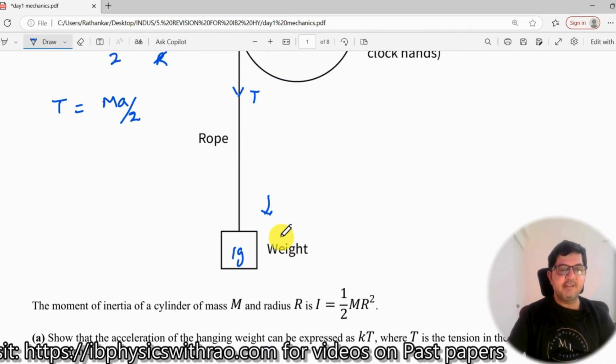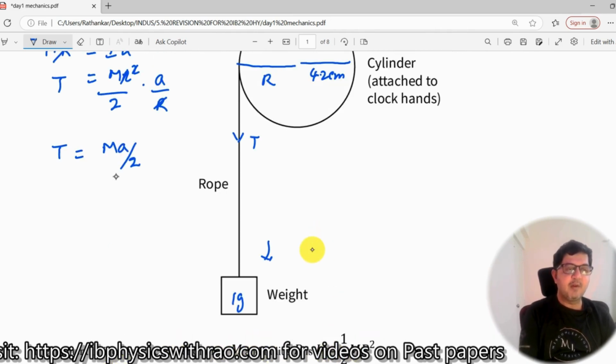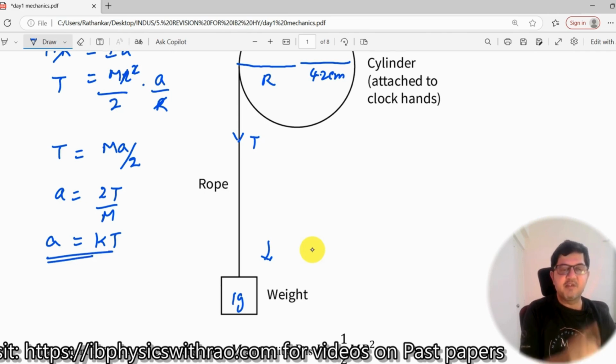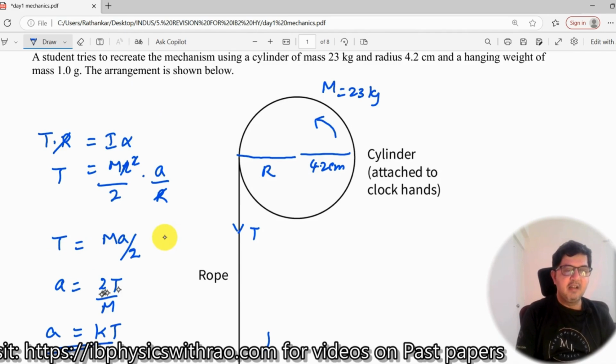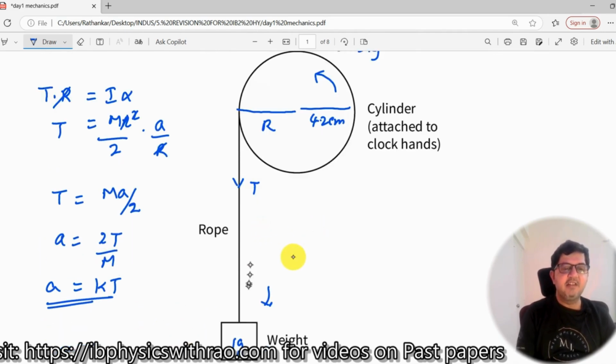Now what is being asked here is to express the acceleration of the hanging weight as k times T. So now I can write a is equal to 2T divided by m. I'll put 2 by m as the constant k, and write k times T over here. So we have proved it. But the question you will now ask is, you have got the value of a here, but how sure are you that this a is the acceleration described here? Because that was the question.